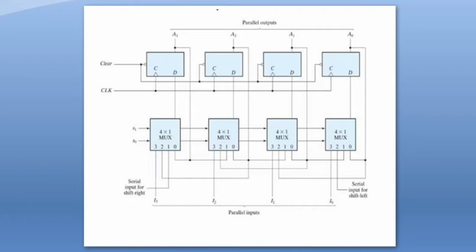Now I am applying 0 1 to the multiplexer. For 0 1, what will happen? It will be the right shift. Right shift means whatever the first input is, I am going to apply it to this.